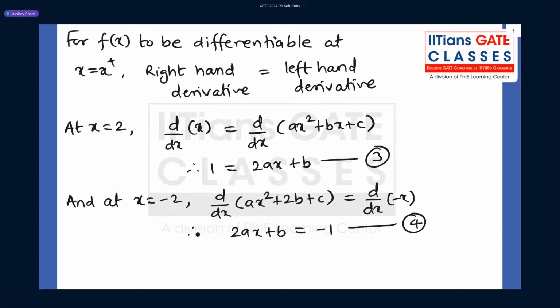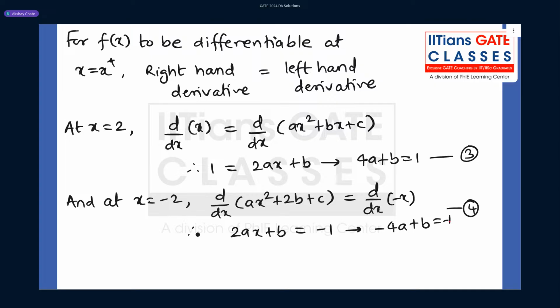And actually you can put the x value itself here. So rather than making it lengthy, I'll simplify here only. Here you have to put x equal to 2. So that gives you 4a plus b equal to 1. This is your third equation. And when you put x equal to minus 2 in this equation, you get minus 4a plus b equal to minus 1. So this is your fourth equation.